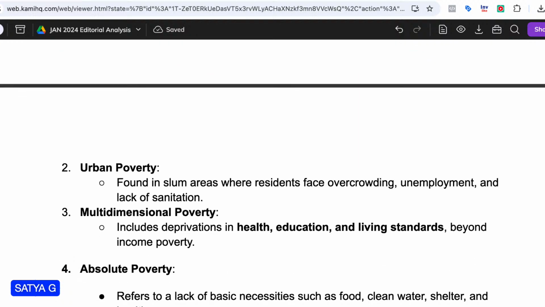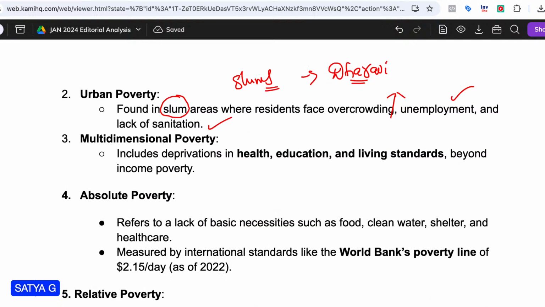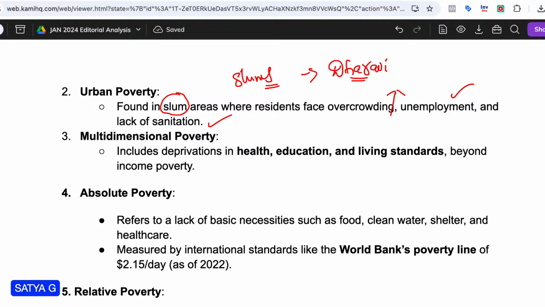And urban poverty, basically these urban people are suffering in slum areas, especially due to overcrowding, unemployment, and lack of sanitation. So slums are increasing. That is one thing. Dharavi is one of the case studies for urban slums, so try to mention that one. And these are just for an idea.